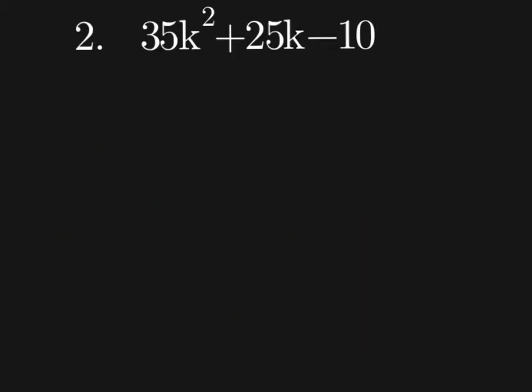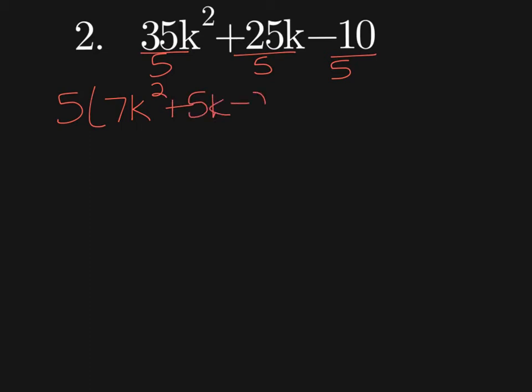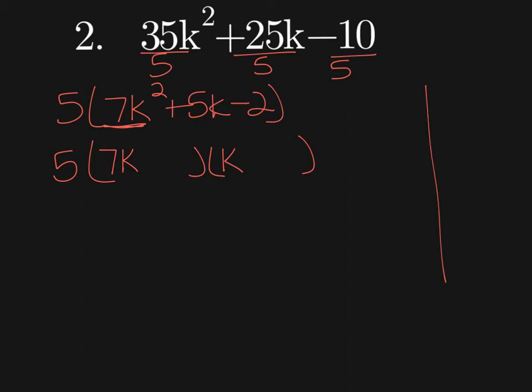Alright, next one. So we have 35k squared plus 25k minus 10. So 5 will go into all of these, so I'm going to factor a 5 out. And that gets 7k squared plus 5k minus 2. Now it's a trinomial, so we've got to try to factor. Remember, it has something other than a 1, so I'm going to bring down the 7k for the first one, and I'm going to split my k's up. So the other k is going to go to the right.